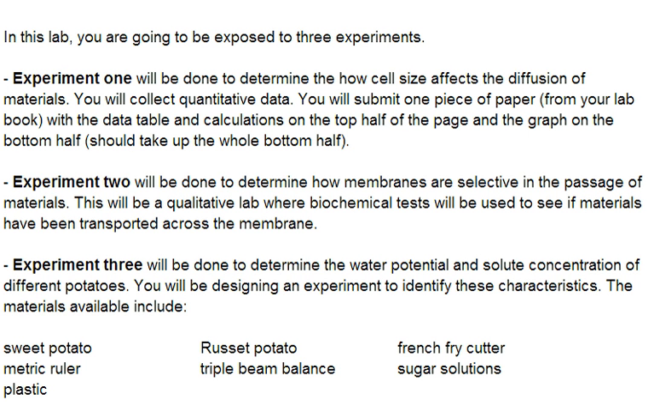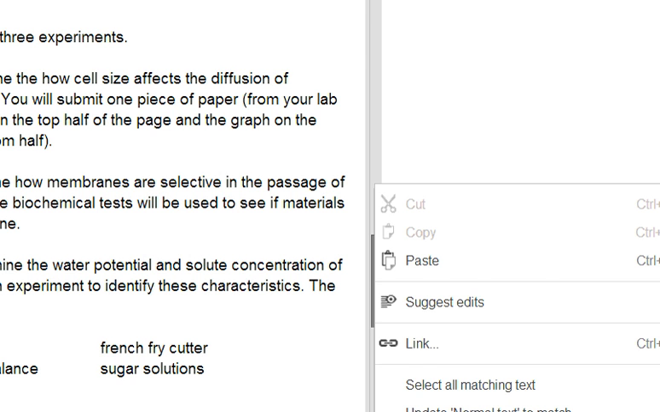Experiment 2 will be done to determine how membranes are selective in the passage of materials. This is a qualitative lab where you're going to use biochemical tests. You're going to use a Benedict's test, which determines reducing sugars, and a Biuret test for proteins. You also use a starch test, or iodine test, to determine starch. I'll have some positive controls set up for you so you know what to look for. You'll set the labs up tomorrow, and then the next day you will see your results and come to conclusions.